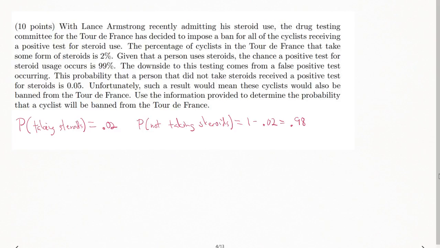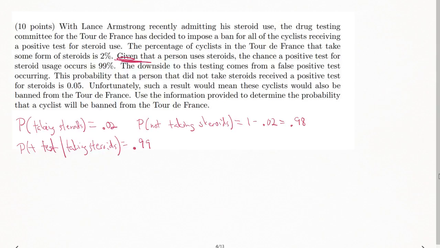Now, on top of that, we have some other information. Given that a person uses steroids, notice that keyword given. That is telling you it's a conditional probability. So given that a person takes in steroids, the chance of a positive test for the steroid, so let's put plus test, so for positive test, given that they are taking steroids, is 0.99. Now that means also a negative test, given that they're taking steroids, is 0.01. Hopefully you can decipher that.